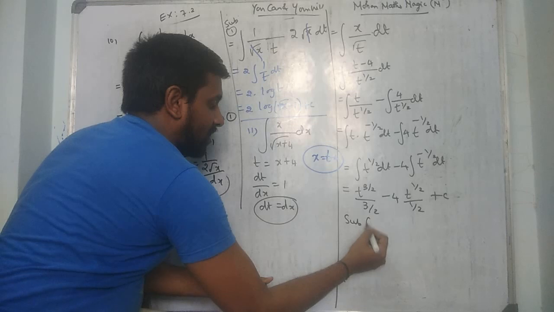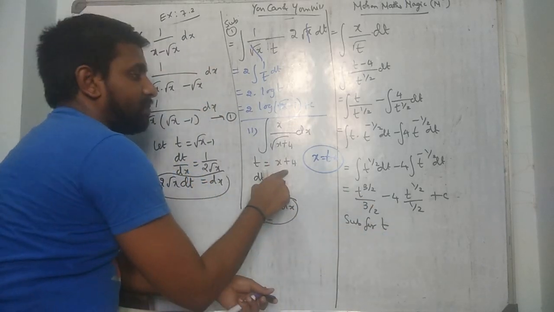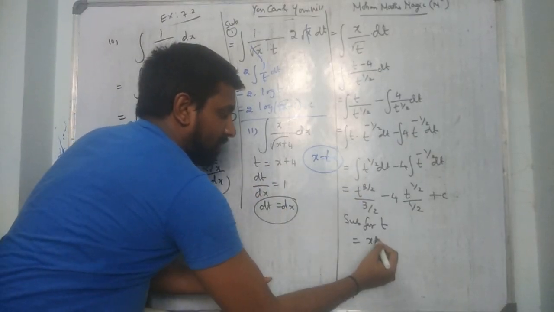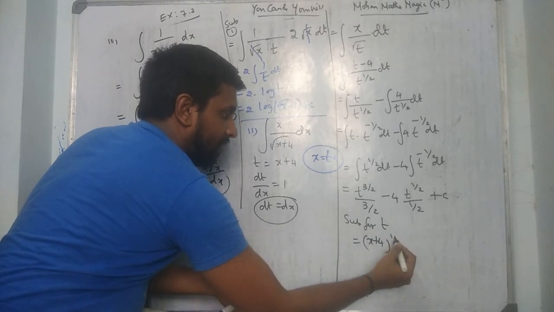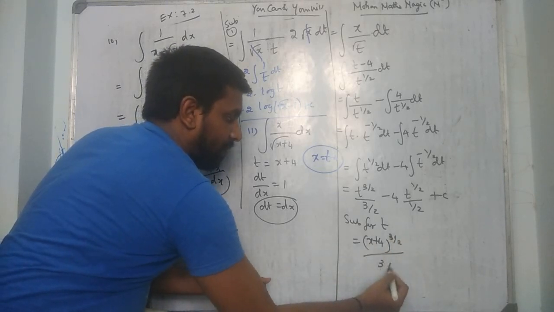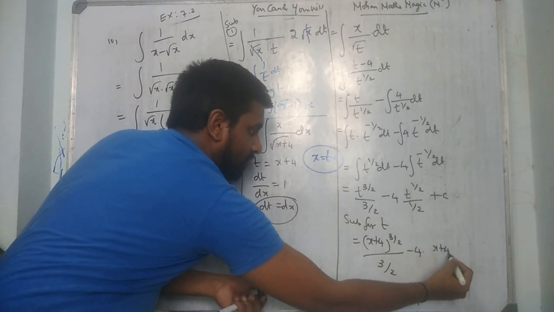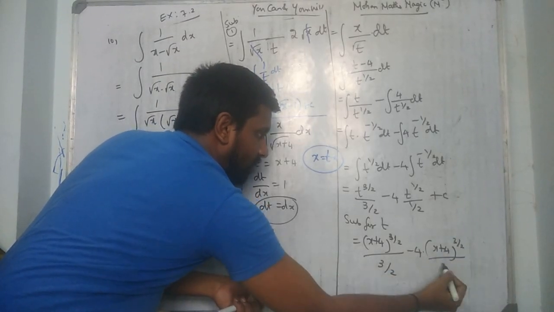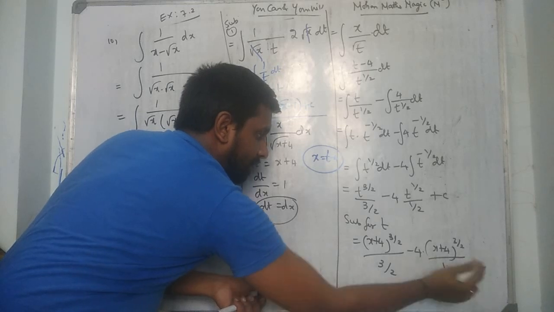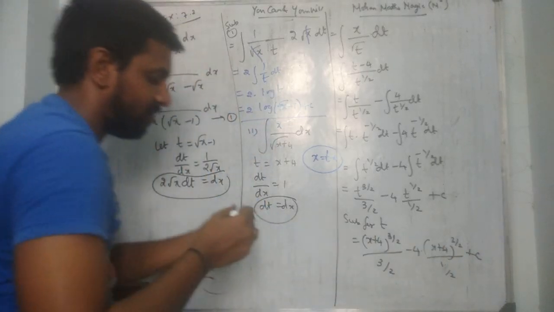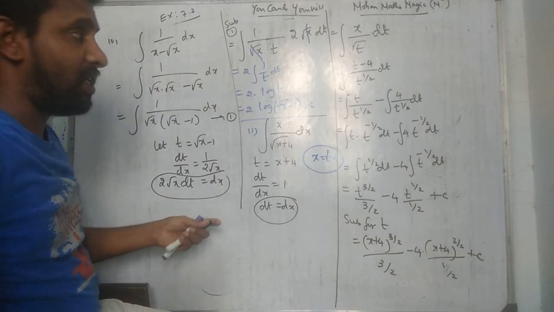Substitute for t, in place of t, x plus 4. The answer will become x plus 4 power 3 by 2 upon 3 by 2, minus 4 into x plus 4 power 1 by 2 upon 1 by 2, plus c. You can simplify further, small simplifications that you can do.